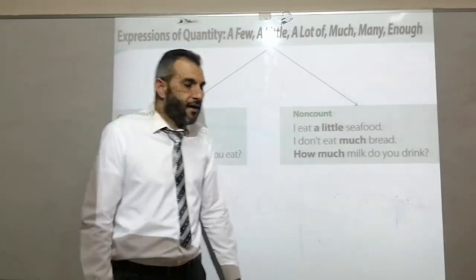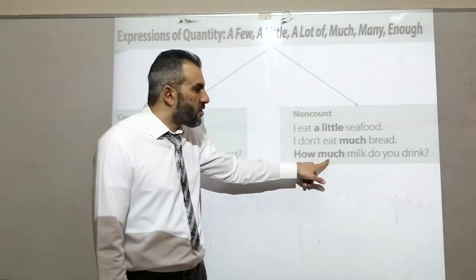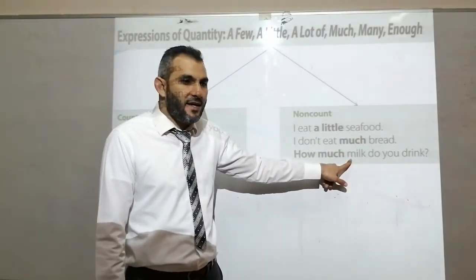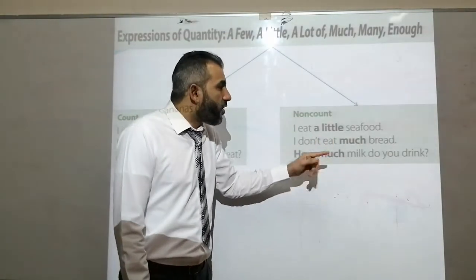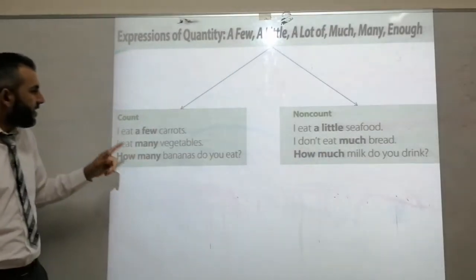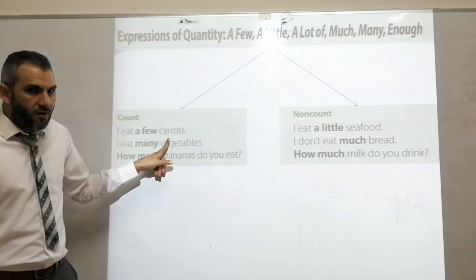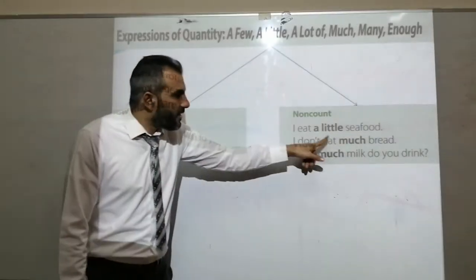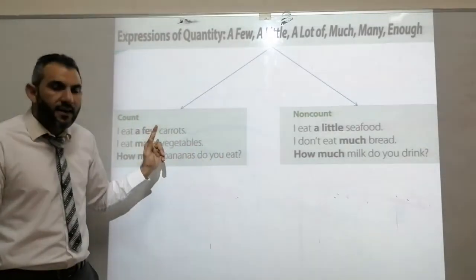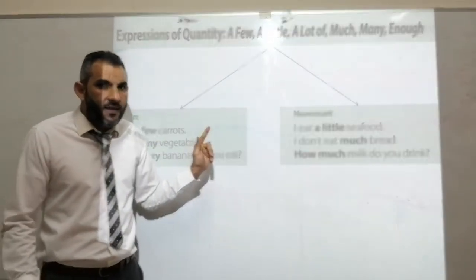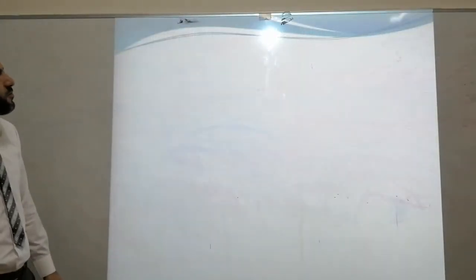How much milk do you drink? Here we use how much because we have milk. Milk is an uncountable noun. Okay, notice that we cannot say I eat a little carrots. We can't use a little, much, and how much with nouns that we can count. Okay, good, excellent.